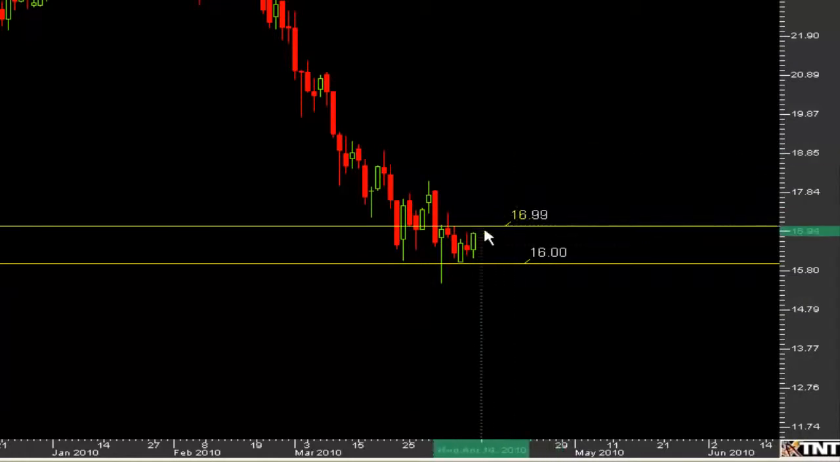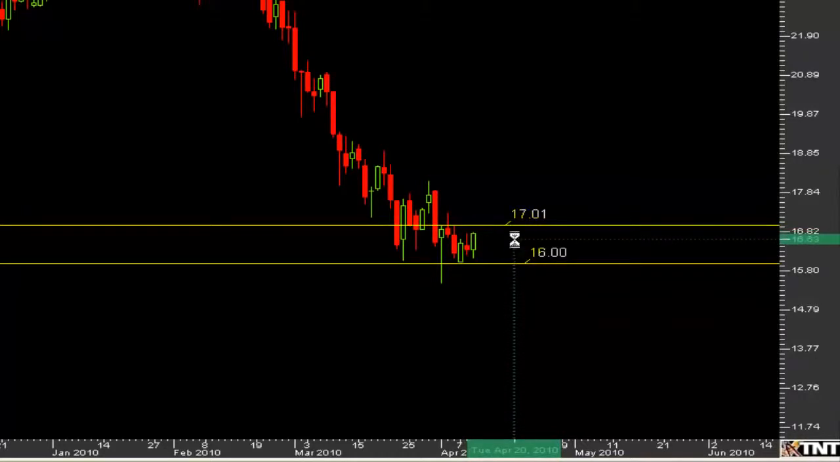So let's say we're going to give it a few ticks, and we're going to say, well, actually, why don't we go the other side of 1700? We will buy the market if it hits 1701. Now, what does that do for us?